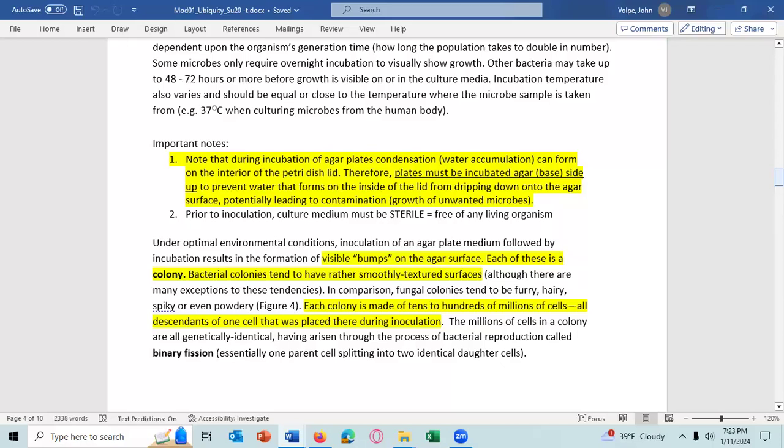And so your risk of getting contamination is higher if you put the plate in right side up and then the drops form on the lid and then drop down. And then it definitely will mix up your culture. And so to prevent that, all the plates that are put in the incubator are put in the incubator upside down. Any question about any of that?